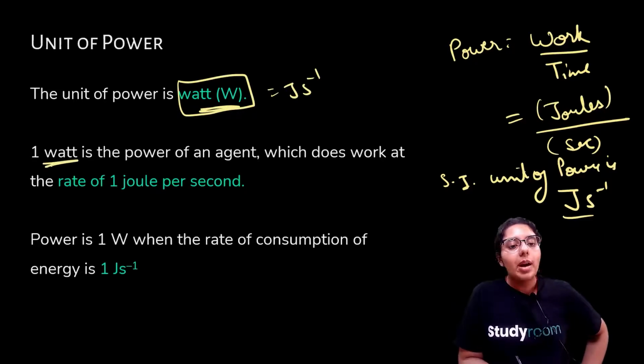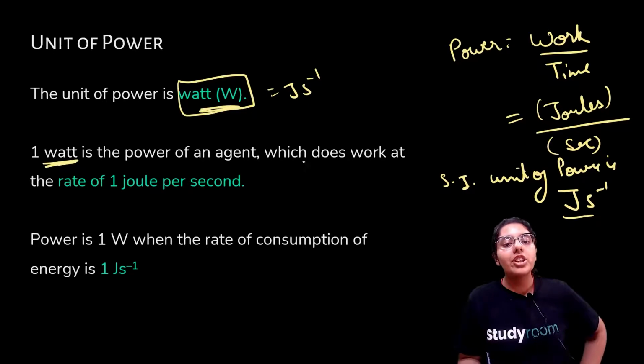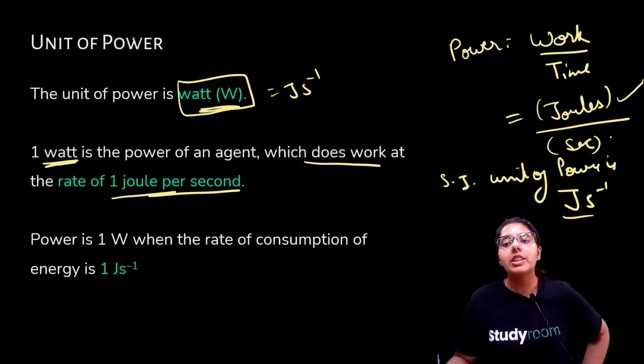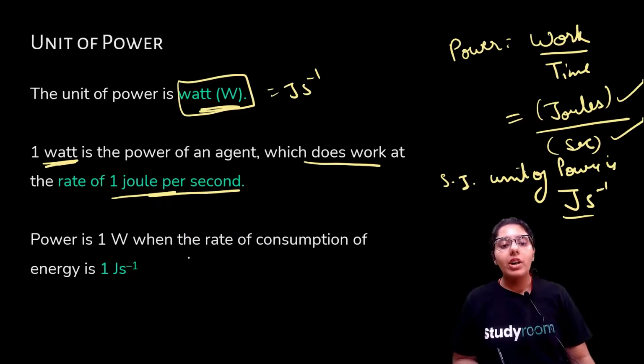So what is 1 watt power? It is the power of an agent which does work at the rate of 1 joule per second. So 1 joule of work is done in 1 second. Okay. Power is 1 watt when the rate of consumption is 1 joule per second. Okay.